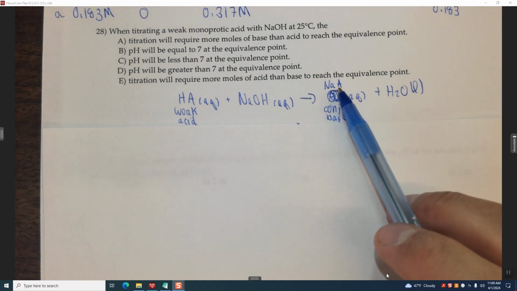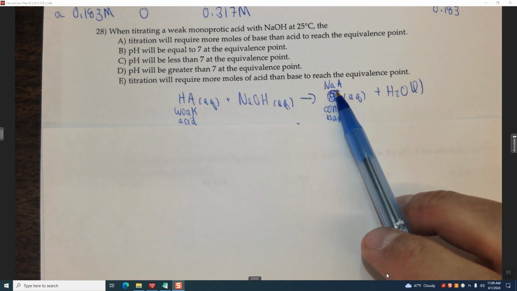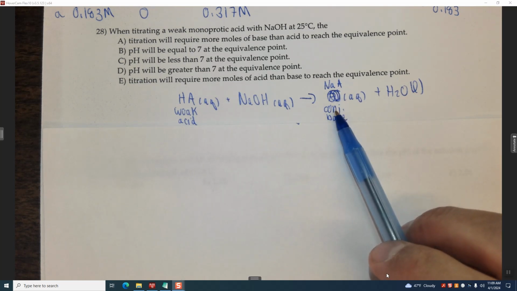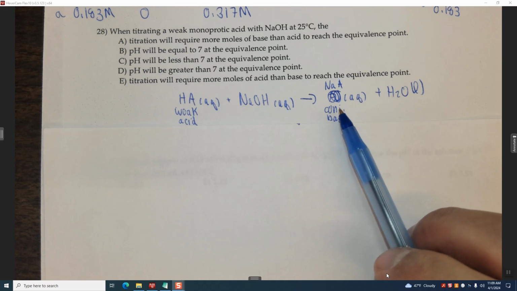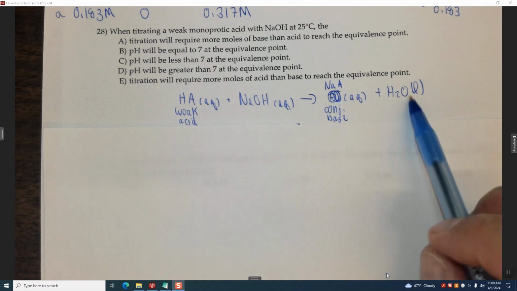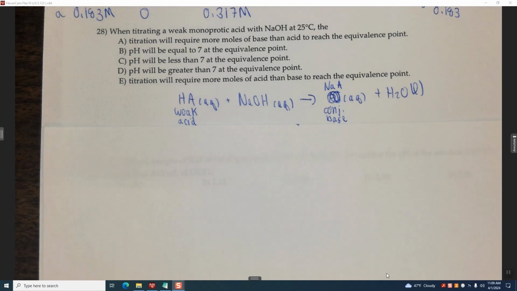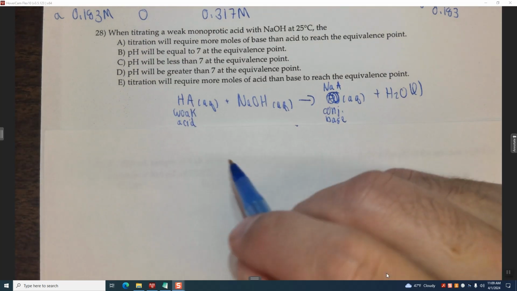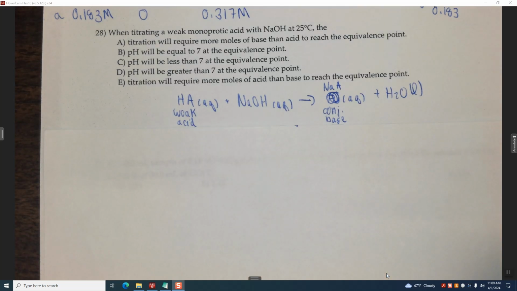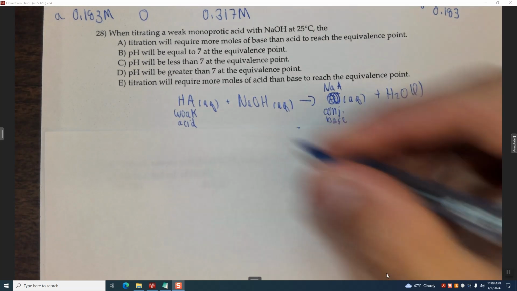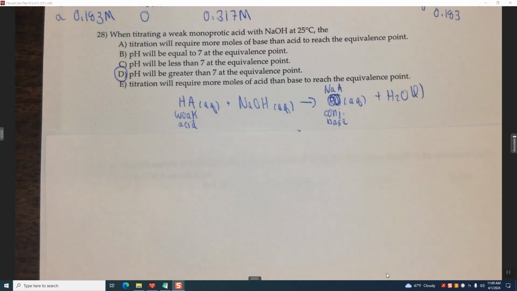Well, the conjugate base of a weak acid is going to have a pH greater than 7 at the equivalence point. Why? Because it's a base. So it's going to react: A minus plus H2O is in equilibrium with HA and OH minus. So you're going to increase the concentration of OH minus in solution, or said another way, you have the conjugate base, so the pH is greater than 7. So the answer here is choice letter D.